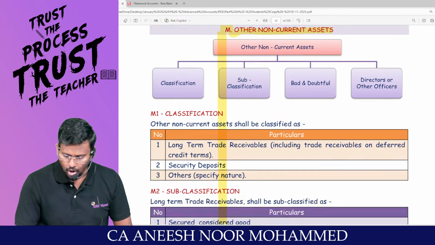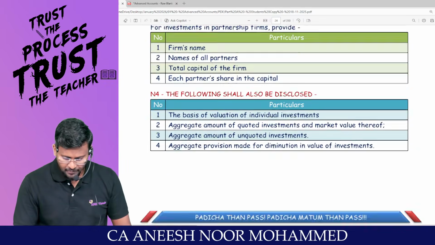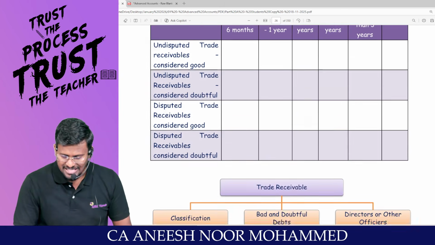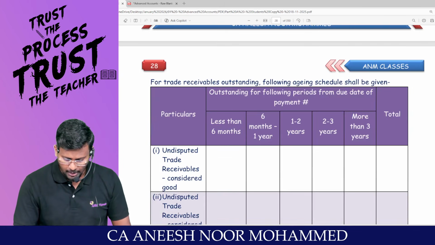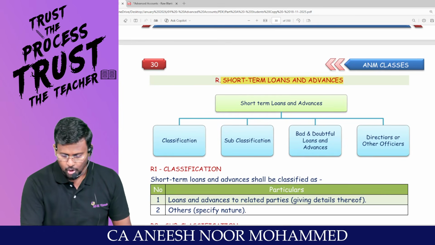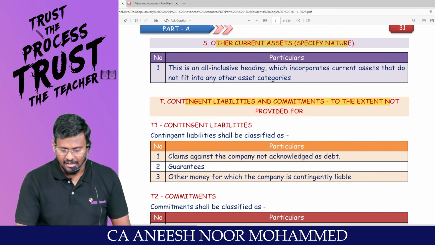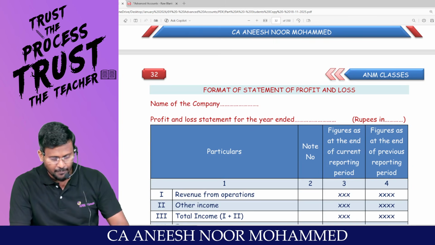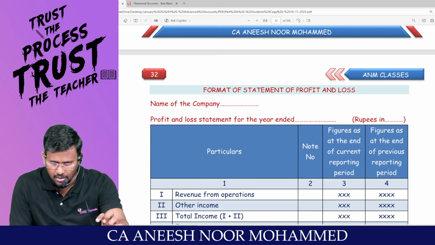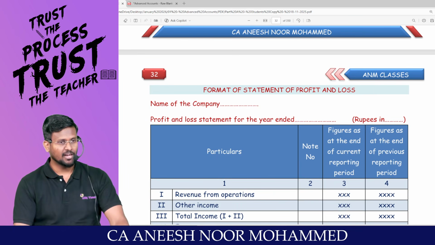Then other non-current assets. Then we have current investments. Then we'll be talking about inventories. Then we'll be talking about trade receivables. Then the next one, cash and cash equivalents. Then short-term loans and advances. Then other current assets, and contingent liability will be there. Once we discuss each and every item of the balance sheet, we can enter into the statement of the P&L account. Are you all really with me?